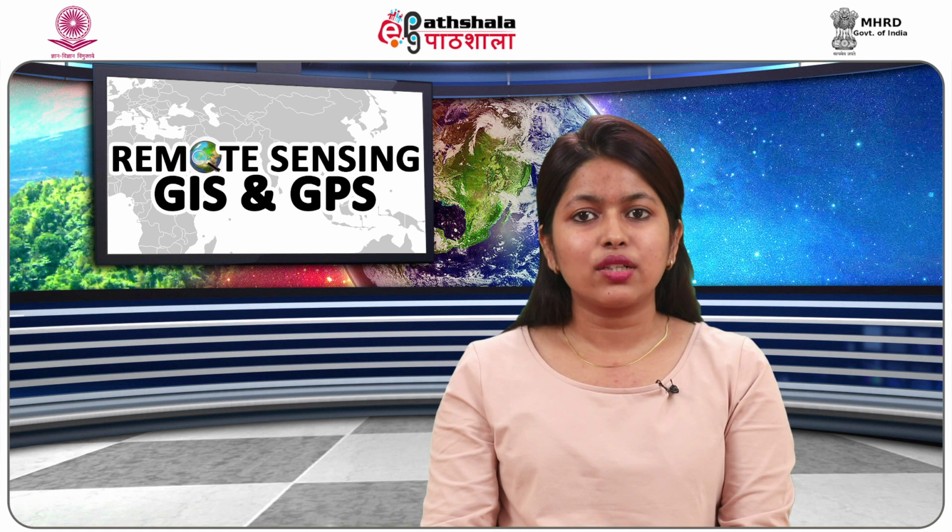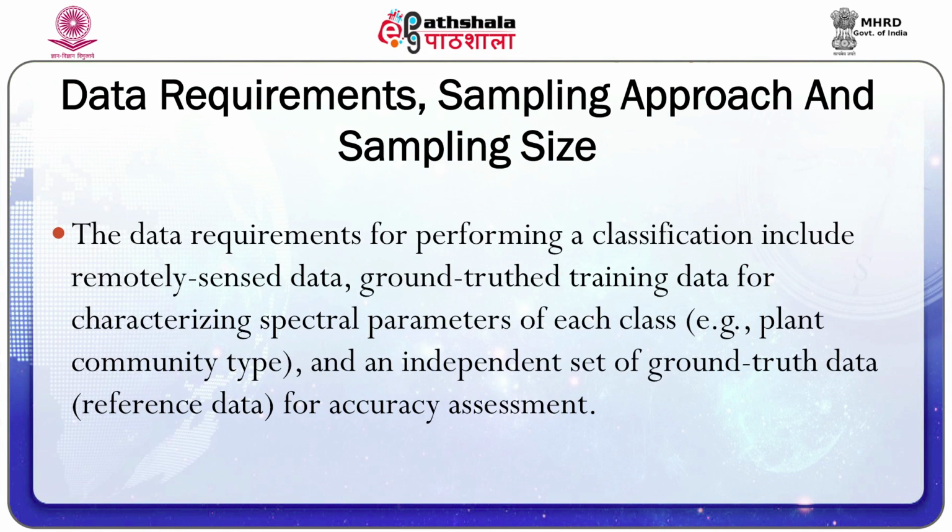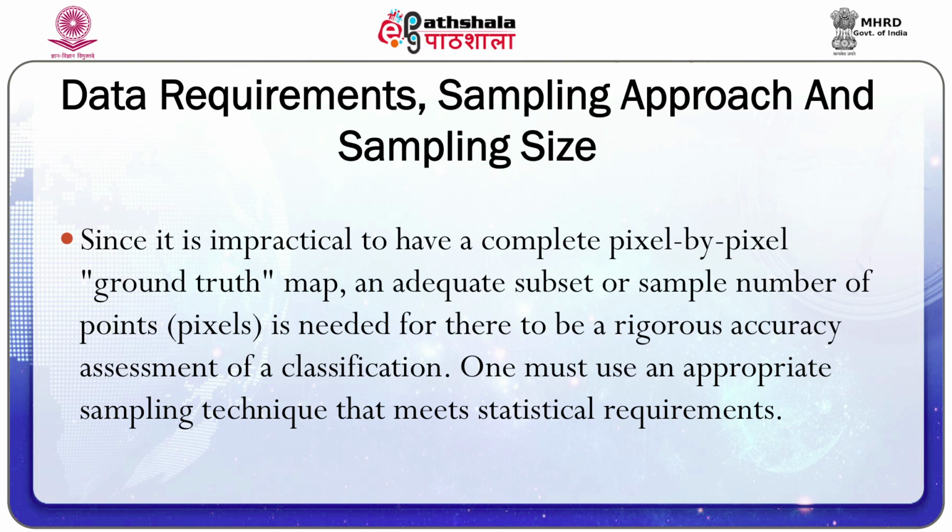Now, we will start with the data requirements for sampling the data. The data requirements for performing a classification include remotely sensed data, ground truth training data for characterizing spectral parameters of each class, and an independent set of ground truth data. Since it is impractical to have a complete pixel by pixel ground truth map, an adequate subset or sample number of points is needed for a rigorous accuracy assessment of a classification. One must use an appropriate sampling technique that meets statistical requirements.